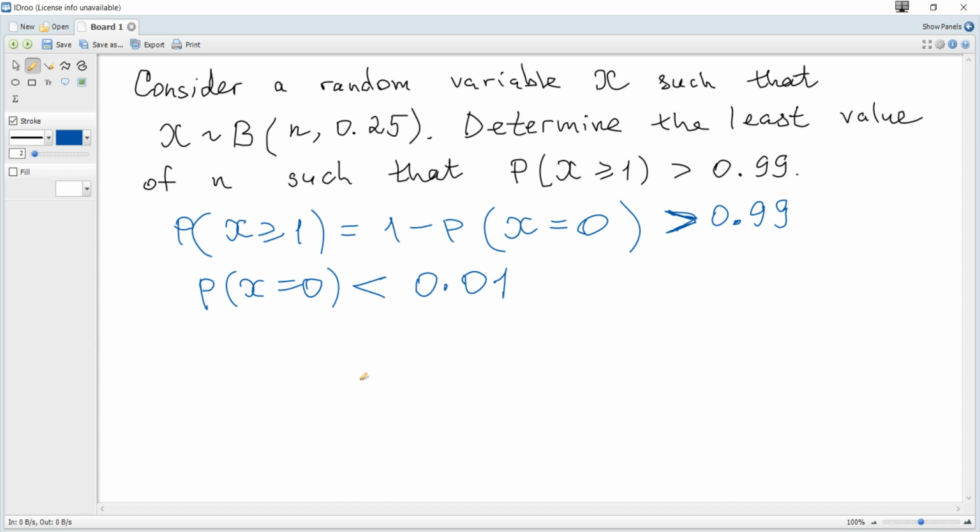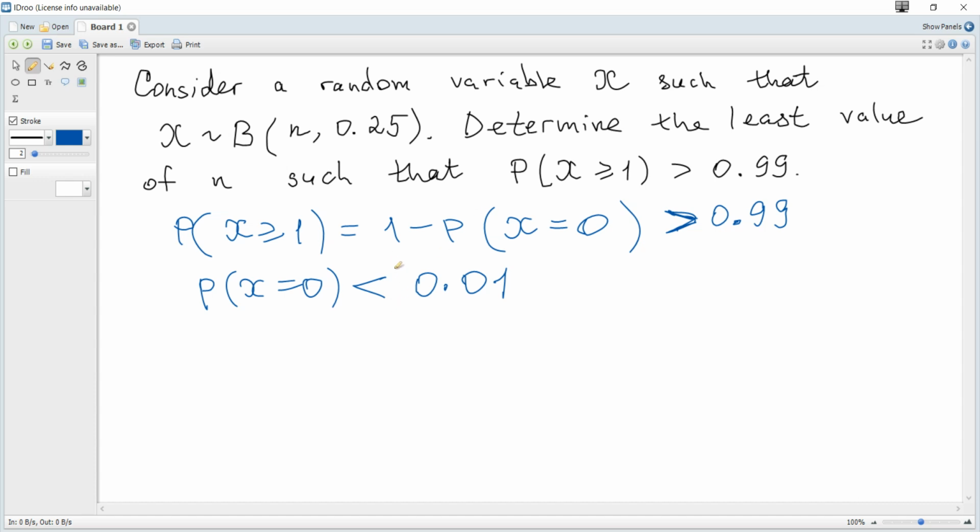And what is the probability for binomial? In general, there exists a formula for binomial, but it can be solved without a formula, and the formula is not given in the data booklet. So what does it mean? The probability is that X is 0. It means that the number of wanted events is 0. And what does it mean? That all n events are unwanted, and the probability of an unwanted event is 1 minus p, or 0.75.